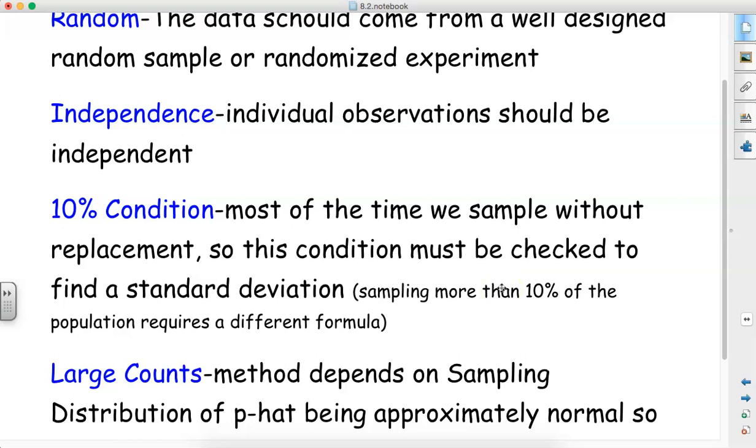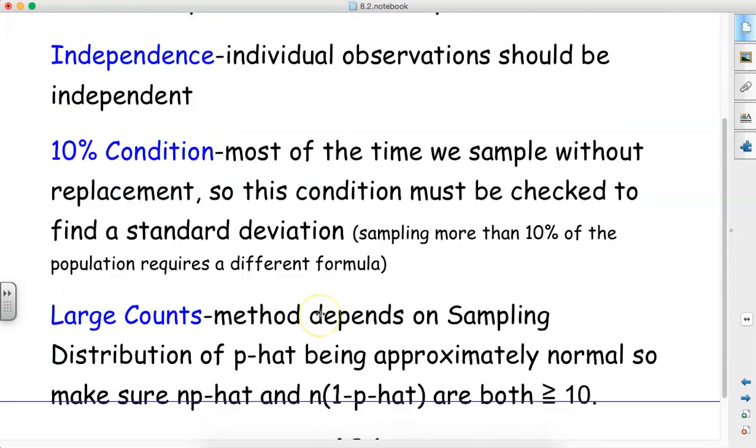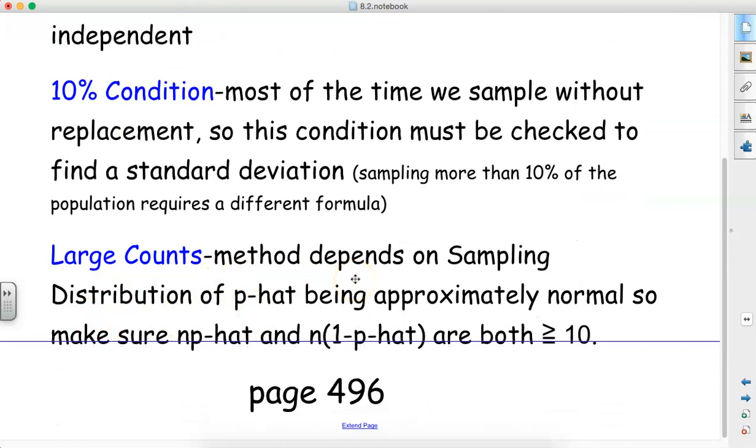So this condition has to be checked to find a standard deviation. And remember, that condition is that you can't sample more than 10% of the population. So if you have a population of 1 million, then your sample has to be less than or equal to 100,000, right? 10% of 1 million. So you can't sample more than 10% of your population. All right, and then the large counts. This is where we check the condition to make sure we can treat it as normal. Remember, it's approximately normal if n times p hat and n times q hat are both greater than or equal to 10, right? We check that condition, and if that's true, then we can treat it as normal.